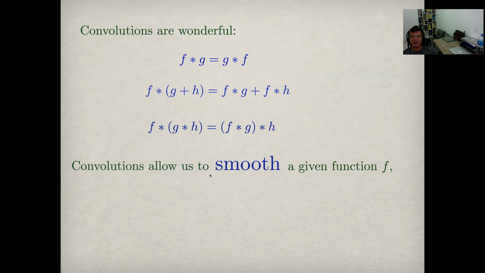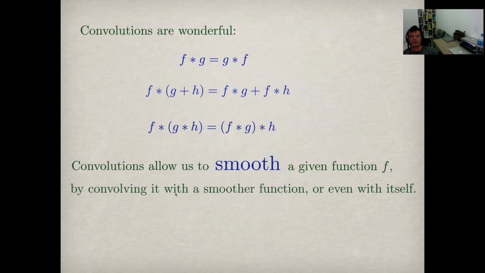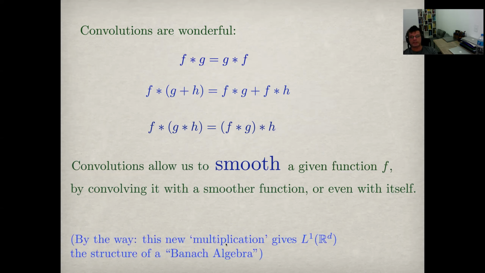But they allow us to smooth any function by convolving it with another function, or even by convolving it with itself. Just to mention, this new multiplication of convolution does give the L1 space the structure of what's called a Banach algebra. We won't get into it, but it's quite important. And so now the L1 space, before, it didn't seem to have structure, but with this operation, all of a sudden, it becomes a whole new creature, an algebra, which is very interesting.